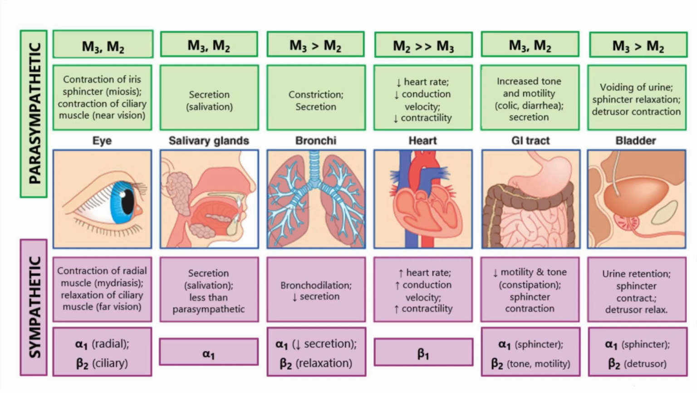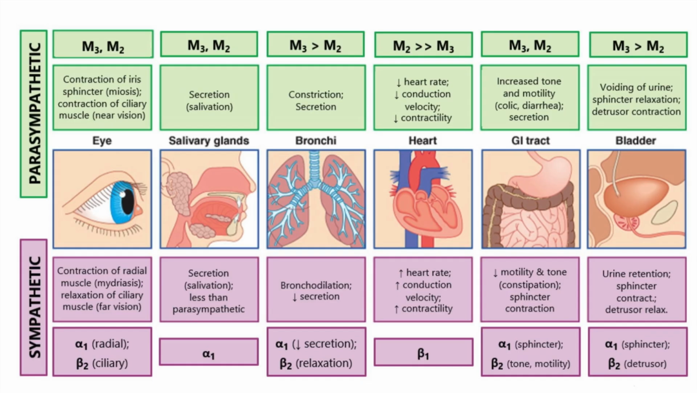So parasympathetic activity constricts the pupil for near vision, increases watery salivation, constricts bronchi, slows the heart, increases GI motility and secretion, and promotes urination through detrusor contraction with sphincter relaxation. Sympathetic activity generally prepares the body for exertion.